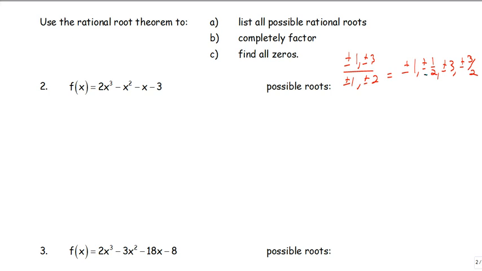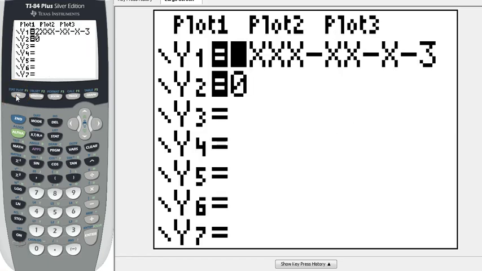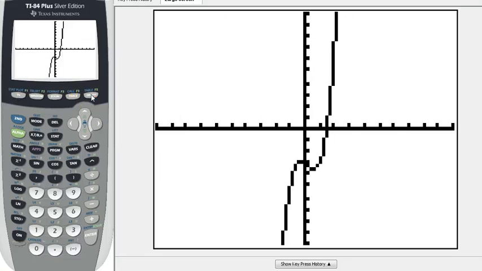How do we find out which one it is? Well, luckily you guys have technology. So, when you get to this point, because this is not factorable by any means that we have been doing before, you look at your graph. So here's the graph of that function, 2x cubed minus x squared minus x minus 3. Okay, when you type that in your calculator, you get a graph that looks like this.